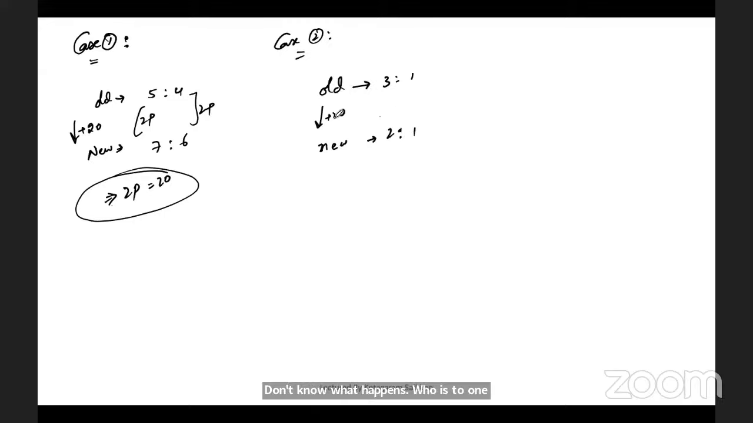So to get this same ratio, what will we do? We'll multiply with the difference and then convert case 2 to case 1. That's all. Case 2 to case 1 will convert. That's it.